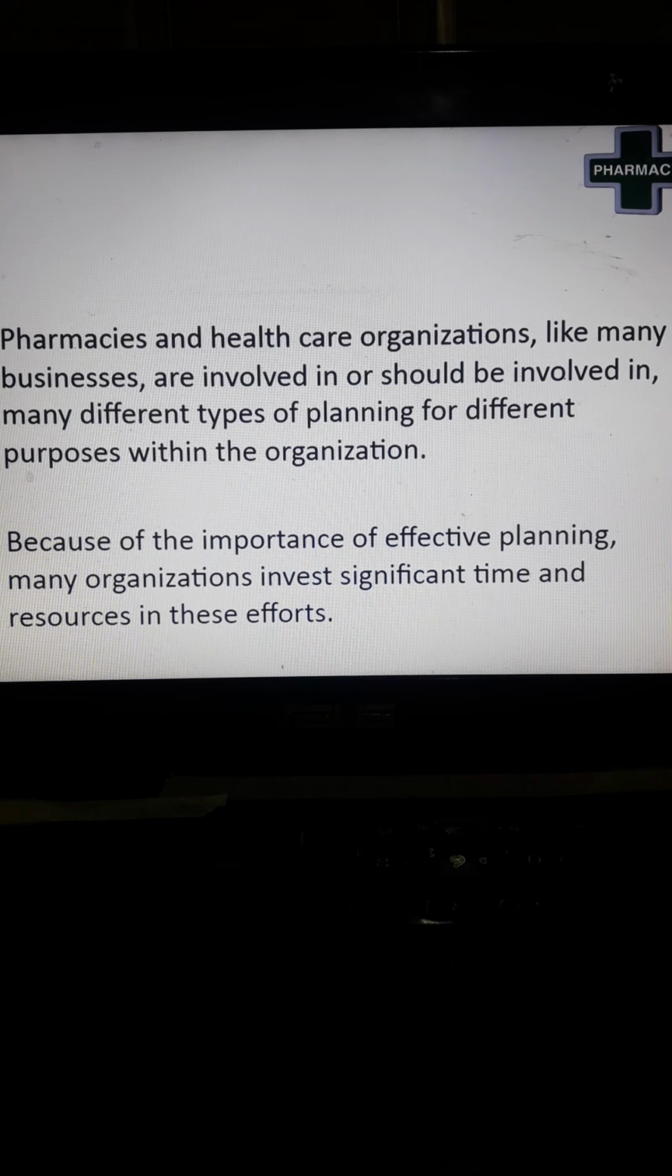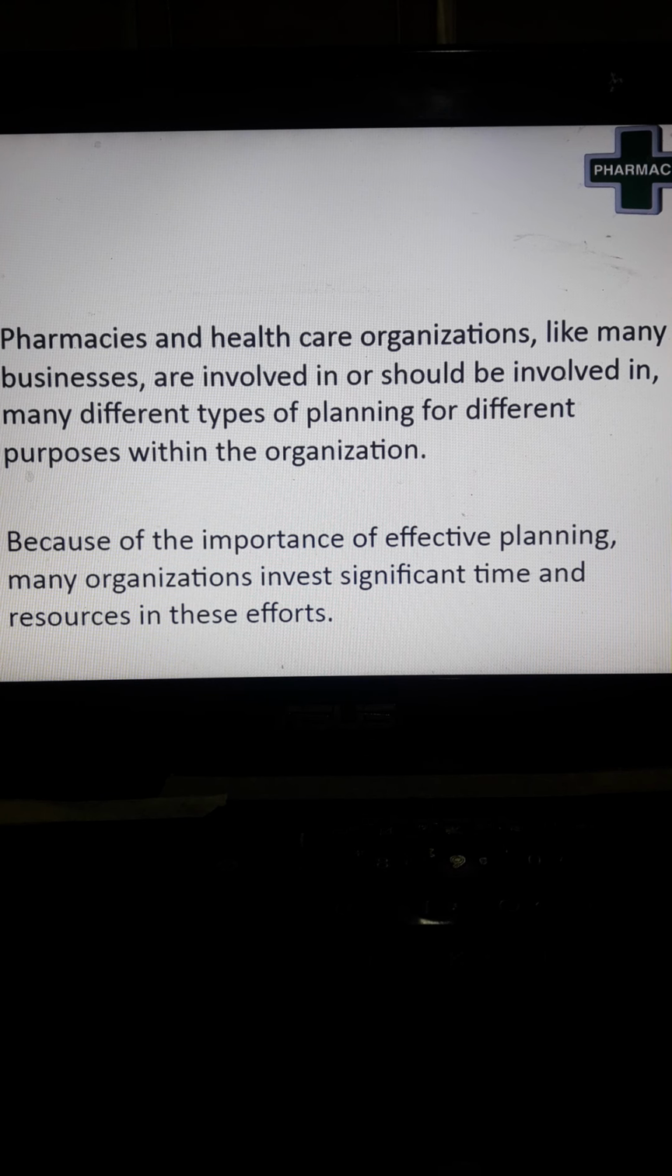Okay, next, pharmacies and healthcare organizations, like many businesses, are involved, or should be involved, in many types of planning for different purposes within the organization. That is why, if you are the owner of a pharmacy or drugstore, you have to plan ahead of time. What are the different plans of your pharmacy to sustain the business, to be more productive? The employees should be more productive.